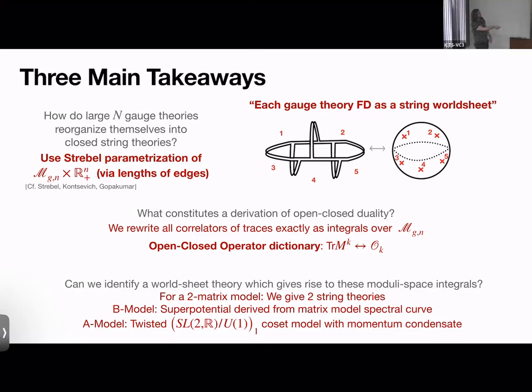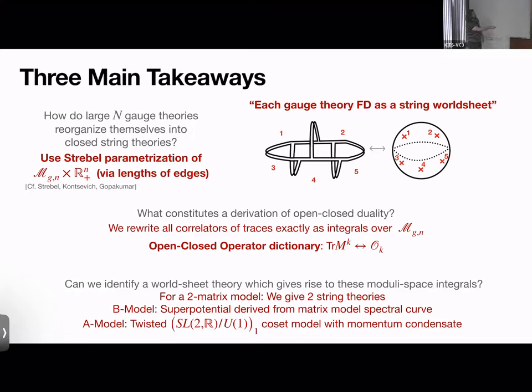Okay, so next thing. Well, we talked about deriving some sort of gauge string duality, some open-closed duality. So what does that even mean? I'll of course give you a sort of standard of proof that I can also live up to. So maybe one way of saying it is that we're gonna look at correlation functions of traces. Those are the observables in the matrix theory. And I want to rewrite them as a sum over 2D surfaces, or more precisely as an integral over all the inequivalent 2D surfaces, an integral over this moduli space, M_{g,n}, okay?